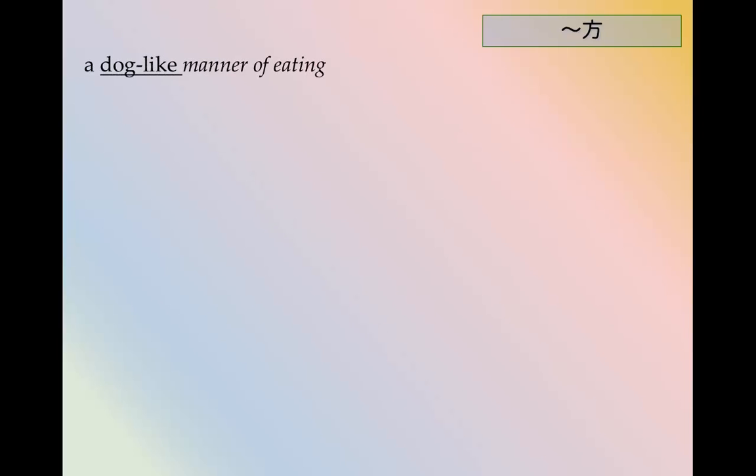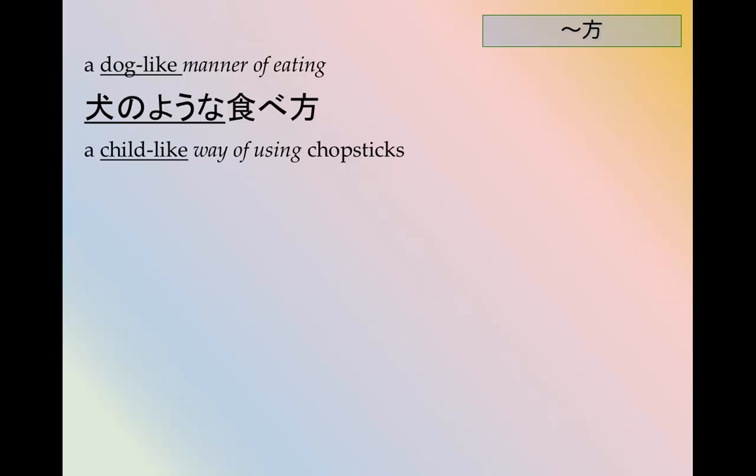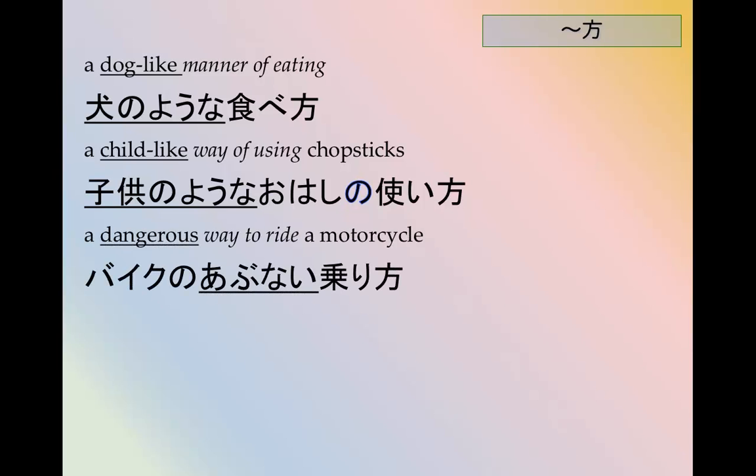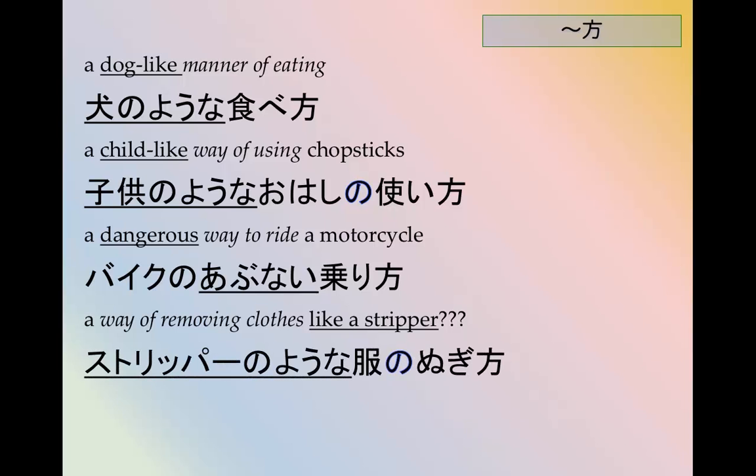We can use this with other patterns to talk about a dog-like manner of eating. It's a 犬のような食べ方, or a childlike way of using chopsticks. 子供のようなお箸の使い方. A dangerous way to ride a motorcycle. It's a バイクの危ない乗り方. You can also move the 危ない to the front and say 危ないバイクの乗り方. New vocabulary, to remove clothes, 脱ぐ, so a stripper-like way of removing clothes. ストリッパーのような服の脱ぎ方.